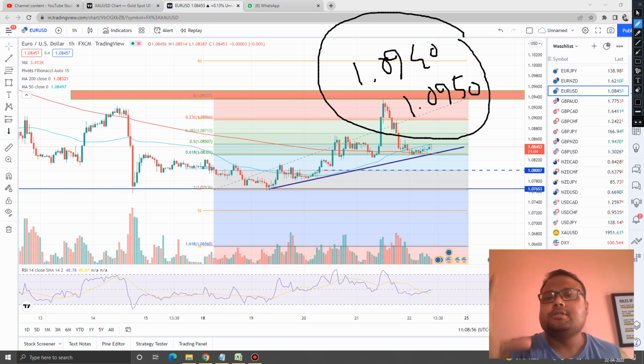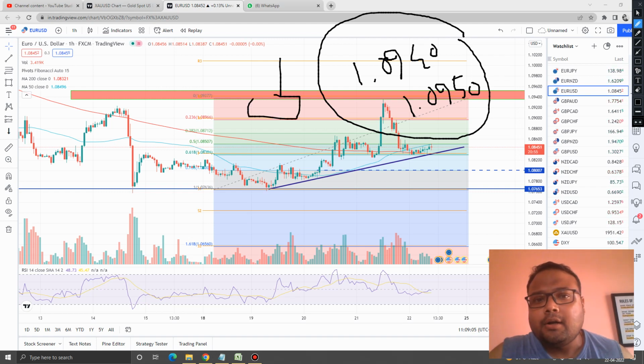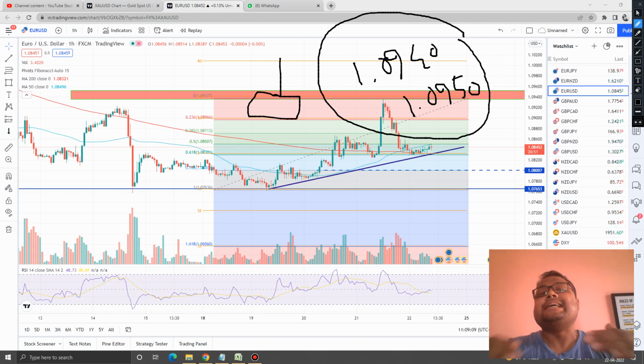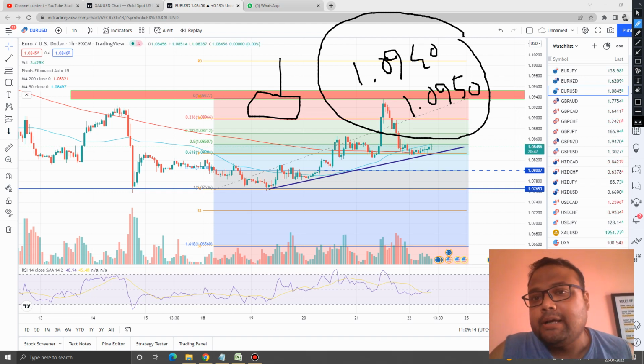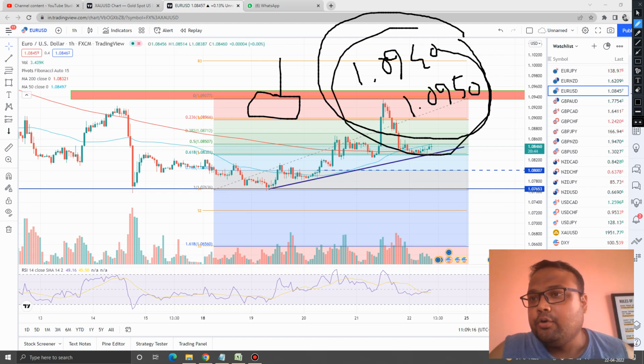If Euro USD goes up, then we can expect that market will face selling pressure. And if we see price rejection from above, if we see a shooting star kind of pattern or any good price rejection from above, we will get the confirmation that sellers are present at this level and we can definitely take a sell position at this particular level of Euro USD.